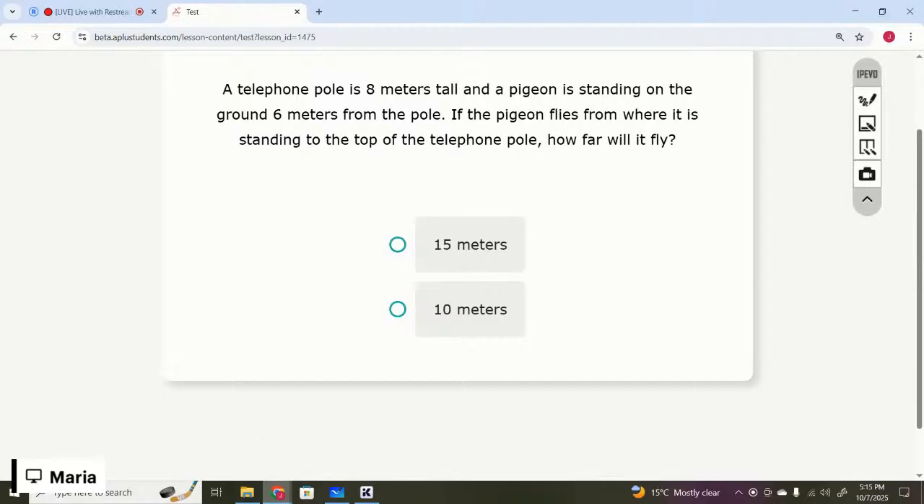A telephone pole is 8 meters tall and a pigeon is standing on the ground 6 meters from the pole. If the pigeon flies from where it is standing to the top of the telephone pole, how far will it fly?